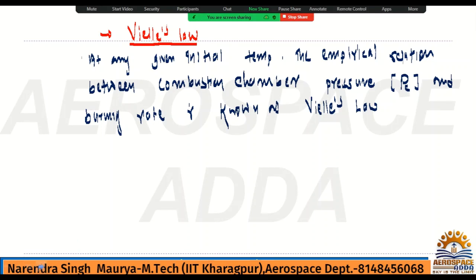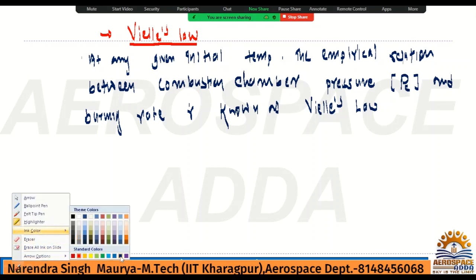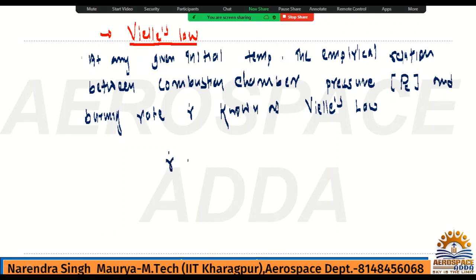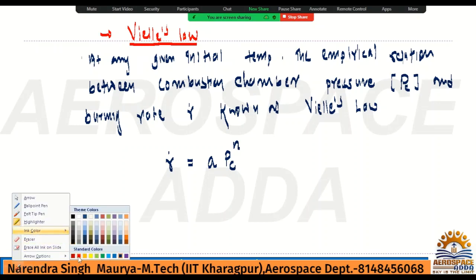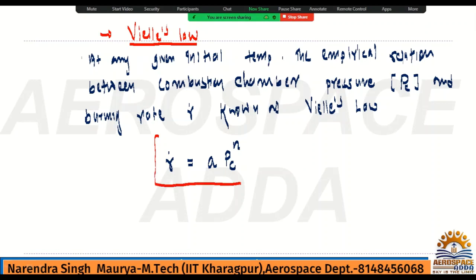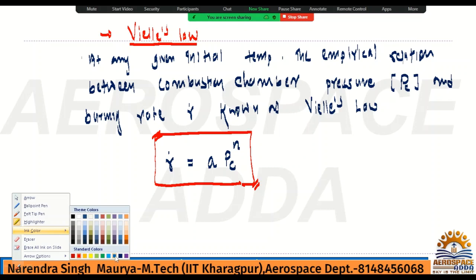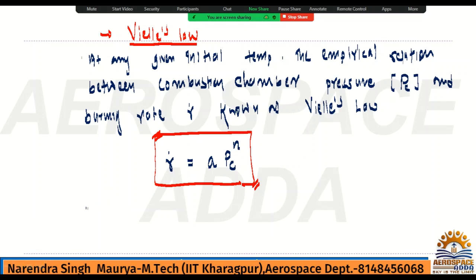So what result did they give? This result is R dot is equal to A PC to the power n, okay? This is actually a very powerful formula. I will write the meaning of each of R dot, A, PC, and n here, so it will be easy to understand. What is R dot? It is well known now. It is called burn rate, okay?